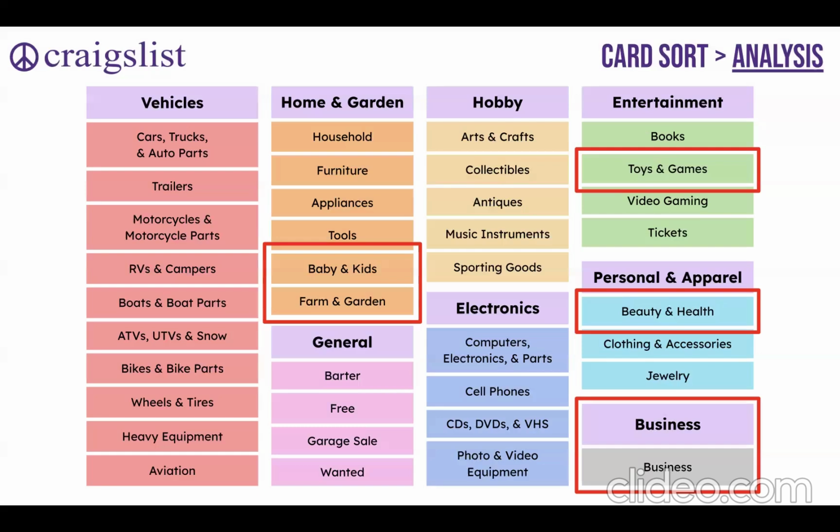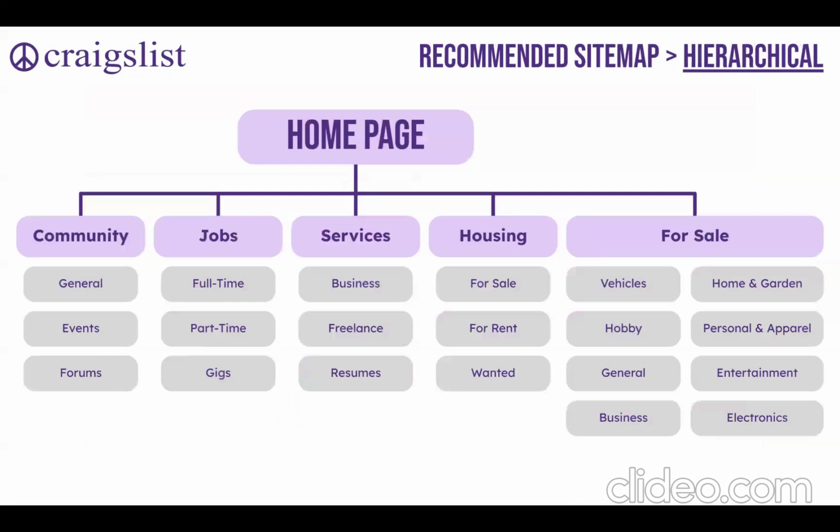Same thing for business. Most people, 3 out of 5, put business in its own category. I think the name is just so broad that a lot of people didn't really know what to do with this. And that's more on the users making listings than the users trying to find listings. So this is where I ended up with my sitemap.